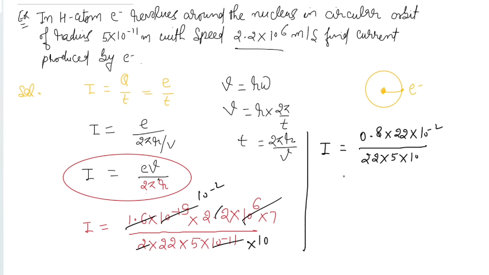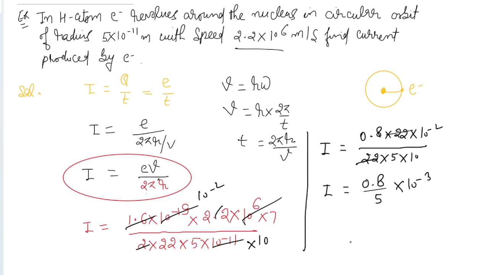ओके, सो आपने क्या किया, ये 22 से ये 22 को कैंसिल आउट कर दिया, एंड इट कम्स अराउंड I इज इक्वल टू, एंड इट विल बी I इज इक्वल टू व्हाट? It will be 0.8 upon 5 into 10 to the power minus 3.